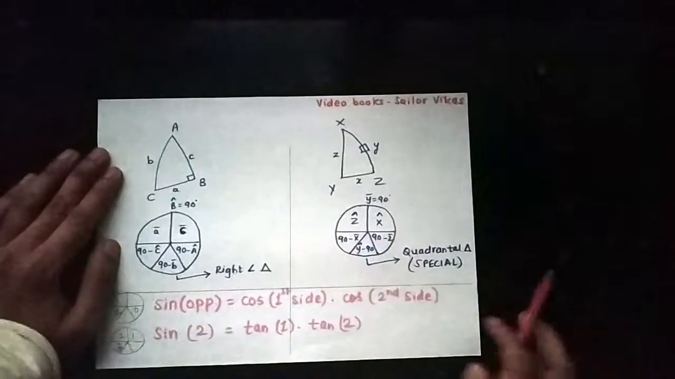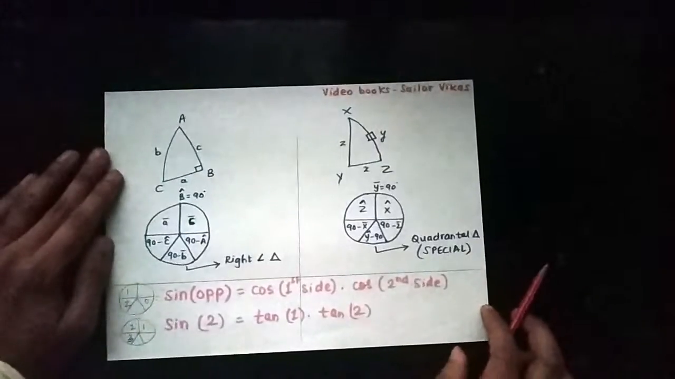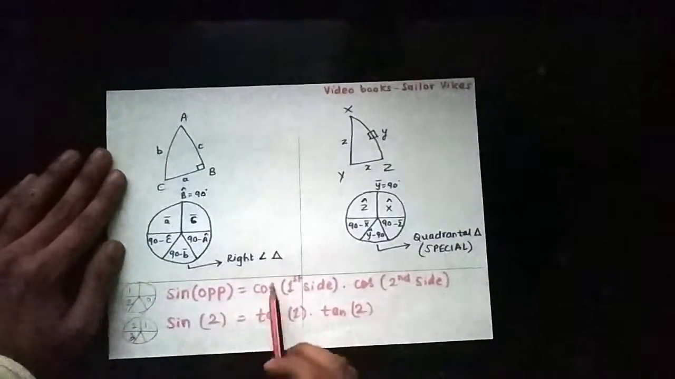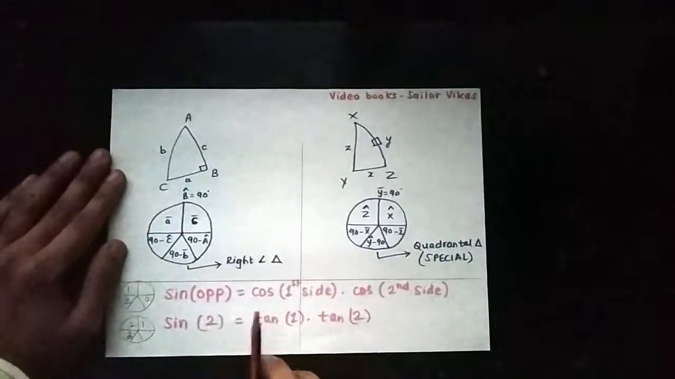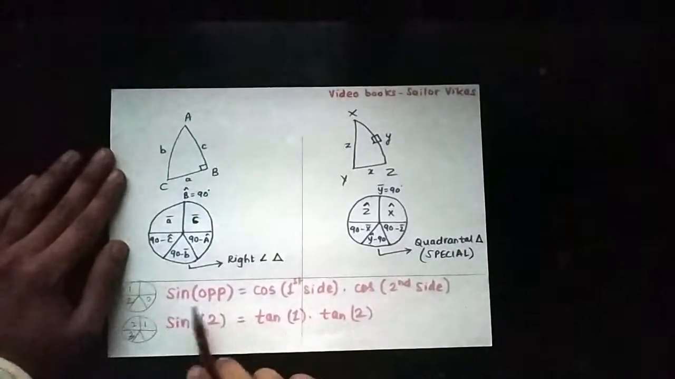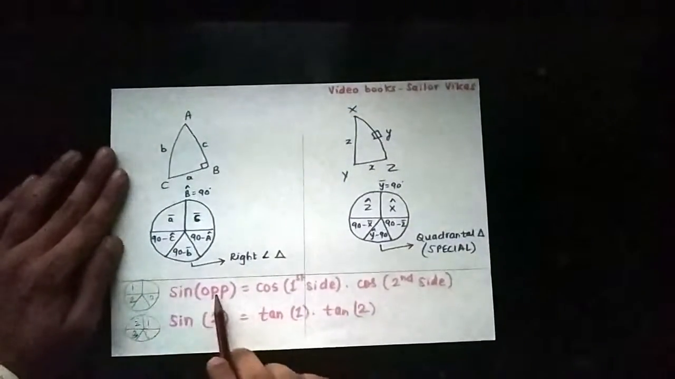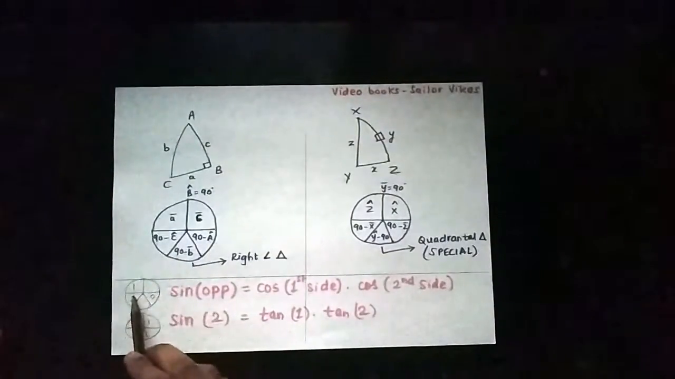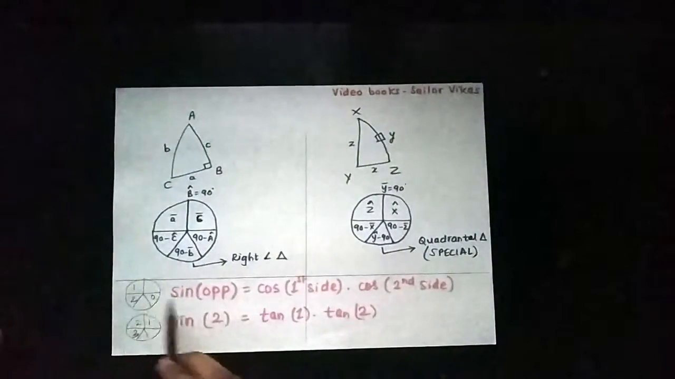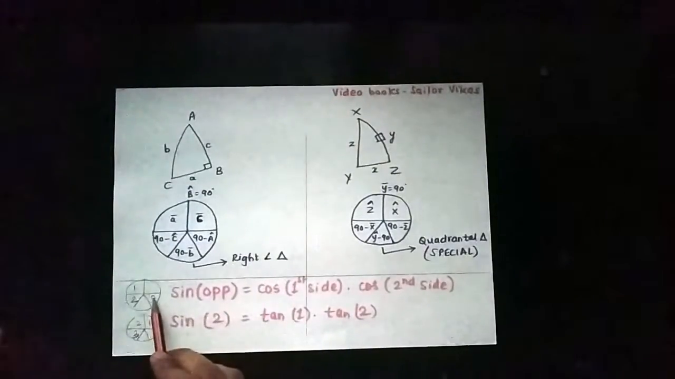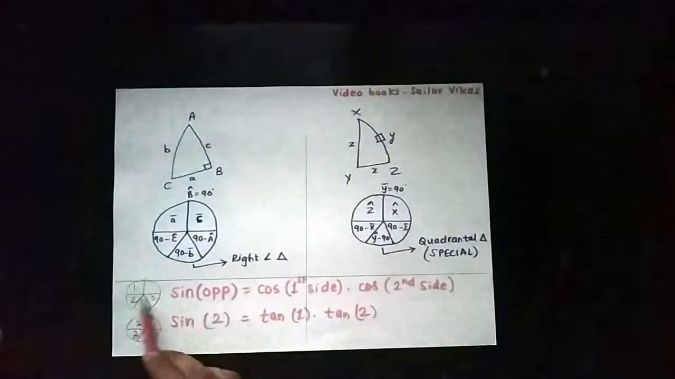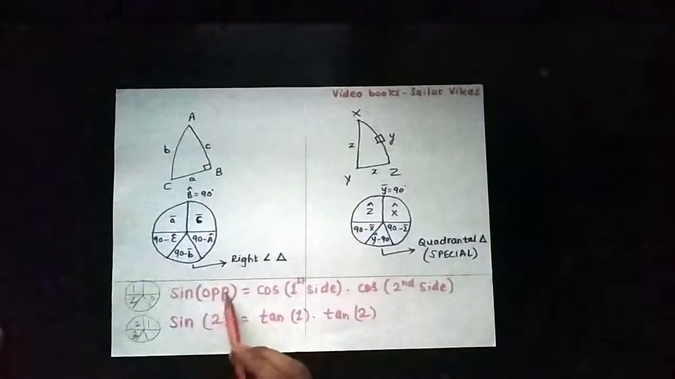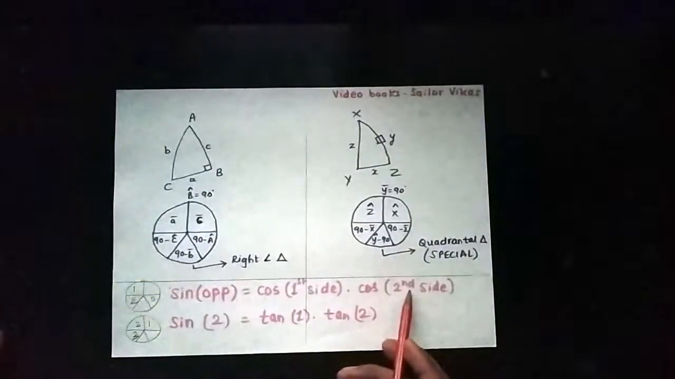So these two are there here, and we have two formulas, very simple formulas, just apply and solve. So sine of opposite side, here you can see this is the opposite side and 1 and 2 are the sides. So if you want to calculate this and you have been given 1 and 2, then you can use this formula: sine opposite is equal to cos of one side into cos of the other side.